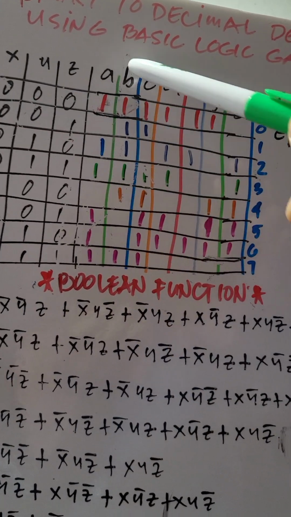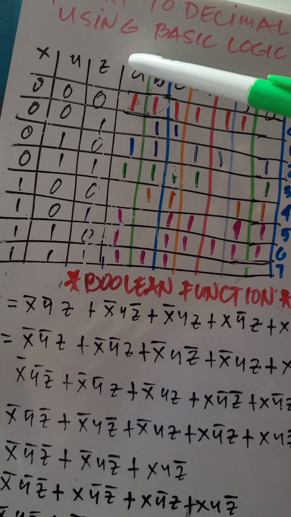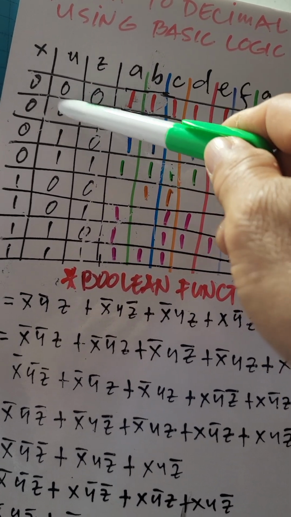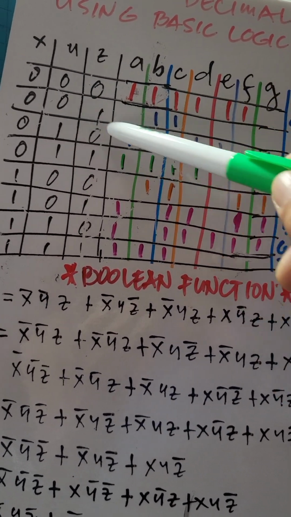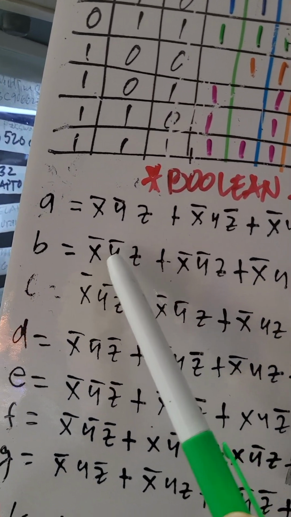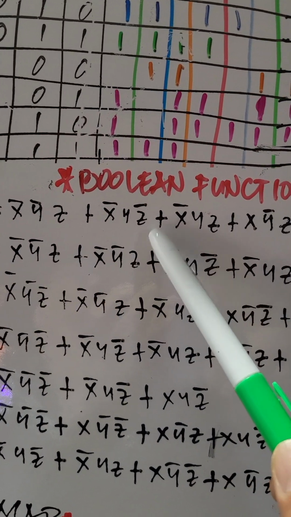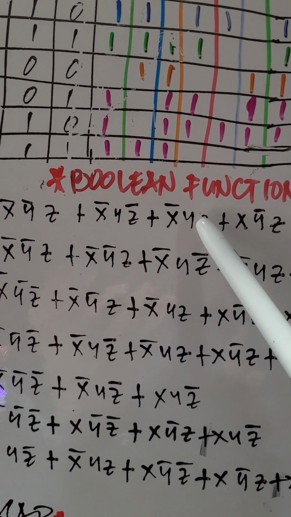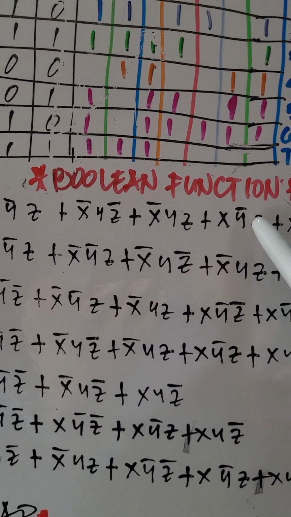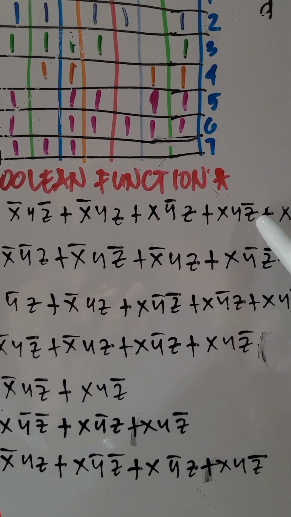This one, if we get the function of that, sorry, not horizontal but vertical, sorry. It's vertical, A, like this. So 0, 0, 0, 0, 1 up to 1, 1, 1. So this is the equivalent Boolean function, X bar, Y bar, Z plus X bar, Y, Z bar plus X bar, Y, Z plus X, Y bar, Z plus X, Y, Z bar plus X, Y, Z.